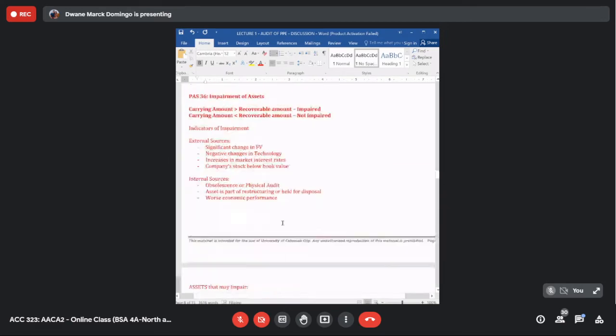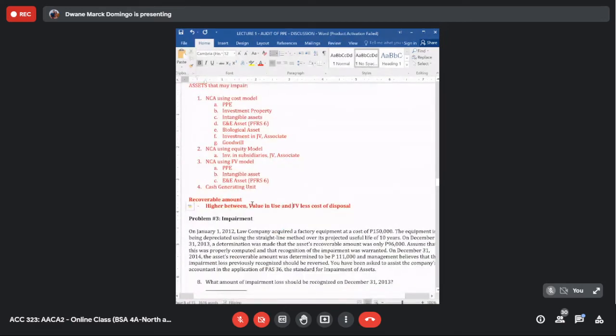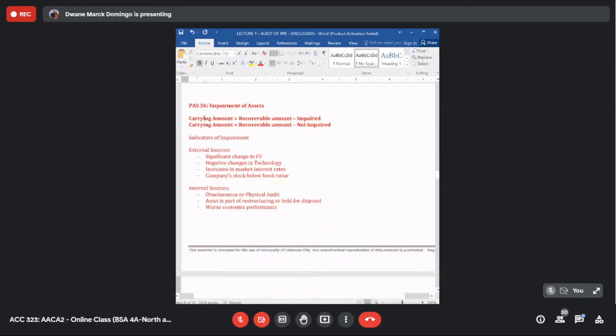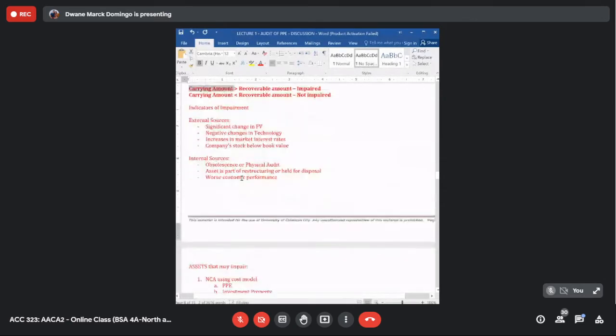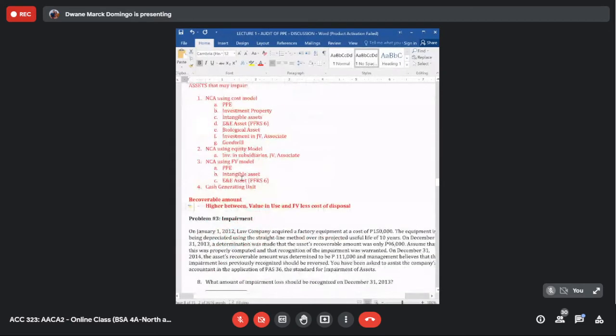So, ngayon, once you determine the higher between value in use and the fair value less cost of disposal, ibabangga mo siya ngayon sa carrying amount mo. So kapag mas malaki yung carrying amount, ibig sabihin yung asset mo is impaired. So yun yung concept nun.